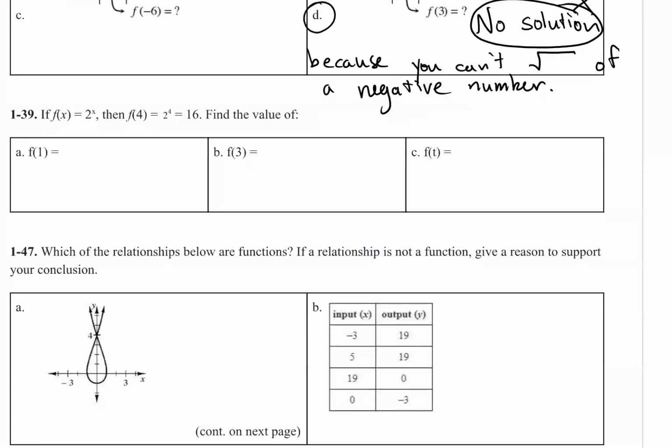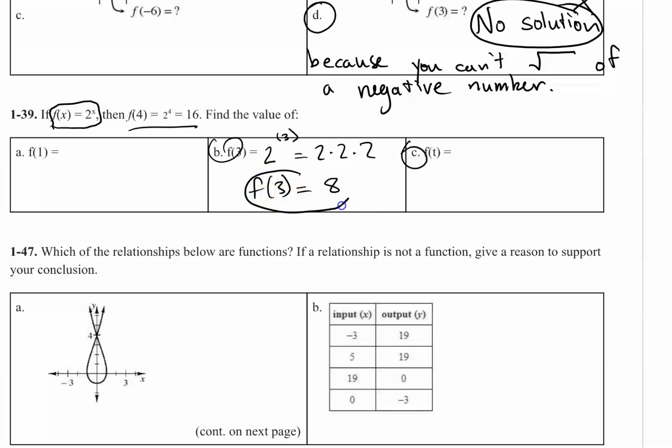Alright, 1-39. I'll do B and C. So for part B, f of 3, this is our function. That's the rule. And then here's an example we can follow. So f of 3 equals 2 to the power 3. That's an exponent. And 2 to the power 3, that's 2 times 2 times 2, 2 multiplied by itself 3 times. So that's going to be 8. f of 3 equals 8.